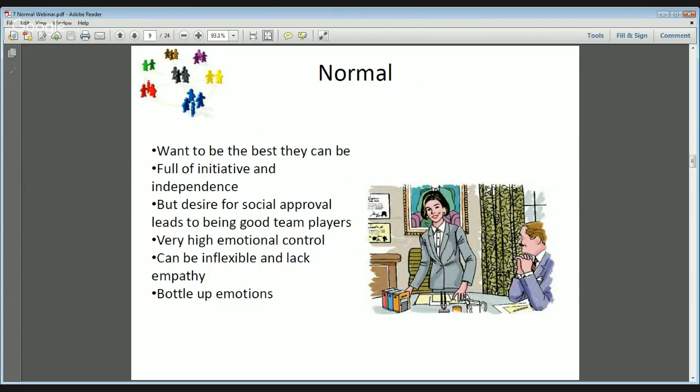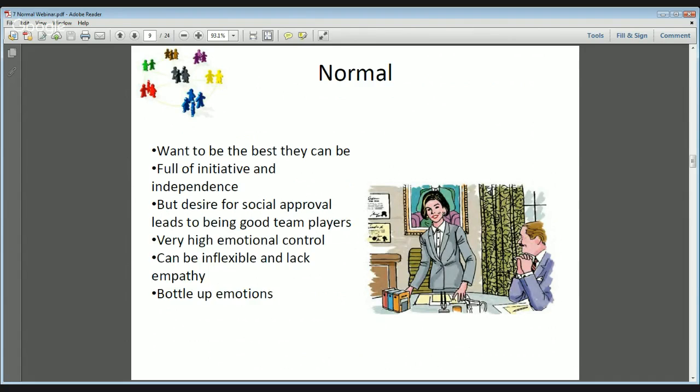As we said, normals want to be the best they can be. They're full of initiative and independence. They also have this desire, along with order, for social approval. And this leads them to being very good team players. So yes, they're full of initiative and independence, but they do what the team says. They have very, very high emotional control. Now, this, of course, is step 2 of emotional intelligence, in the sense of being in control of your emotions.